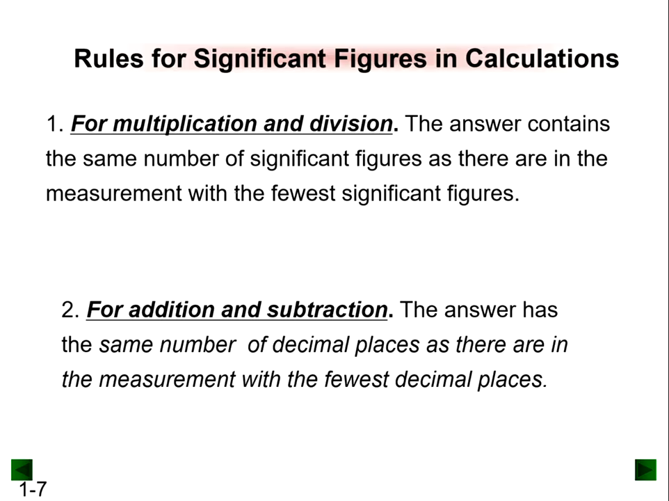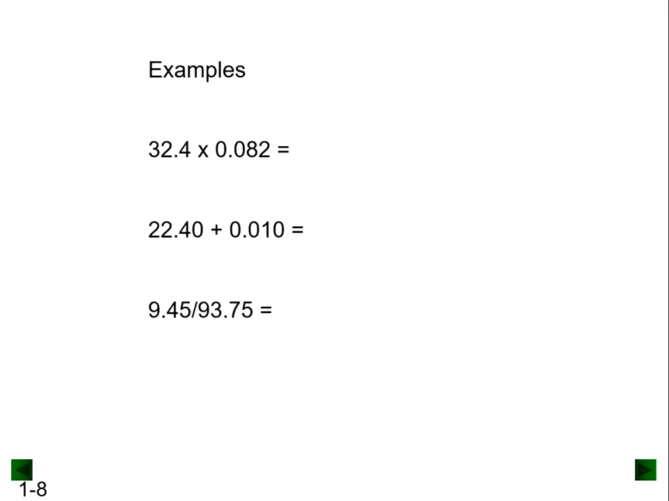Finally, we discussed mathematical operations, and if we do multiplication, division, addition, subtraction, how do our uncertainties or our number of significant figures propagate through to the final answers? And so we have some examples here to illustrate this. We have 32.40 times 0.082, and 22.4 plus 0.010, and 9.45 divided by 93.75. Do all 3 of these calculations and then pause the video now, do the calculations, and determine how many significant figures are in the final answer. Write your number down with the correct number of significant figures.